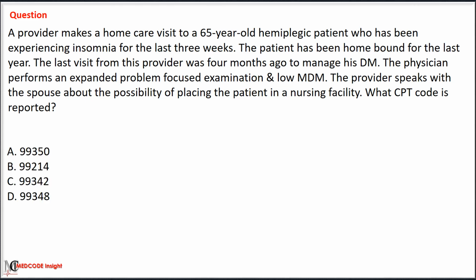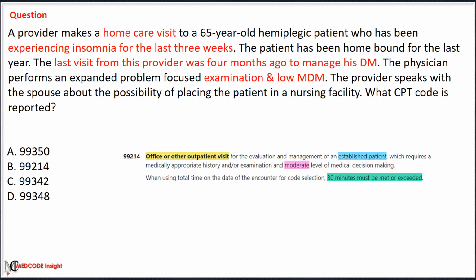Option A with the code 99350, option B with the code 99214, option C with the code 99342, option D with the code 99348. According to CPT Evaluation and Management Guidelines, home services codes 99341 to 99353 are used to report evaluation and management services provided in the private residence. We first eliminate option B with the code 99214, which is used for office or other outpatient visit.